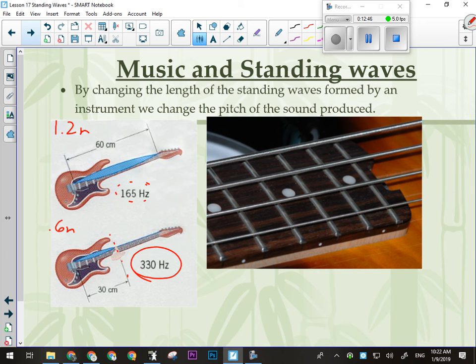If you cover up the hole and pluck the string, basically nothing happens. You hear just the string. It's not very loud, because none of those vibrations were allowed to resonate within the cavity.